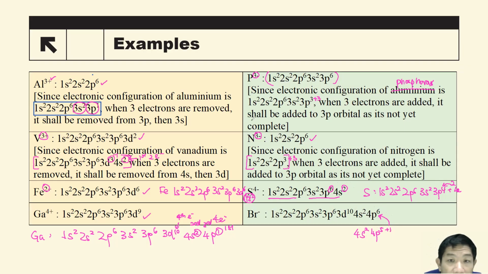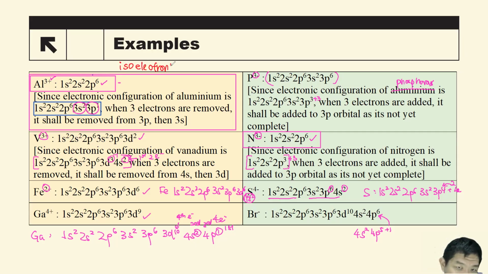And one more term, before I forget it. In this case, you see ions such as aluminium here. You notice that both the aluminium ion and the nitride ion have the same number of electrons. If you have the same number of electrons, we have a term for it. We call them isoelectronic, where you have species with the same number of electrons. So that is what isoelectronic means.